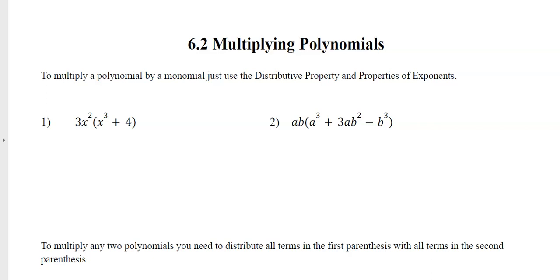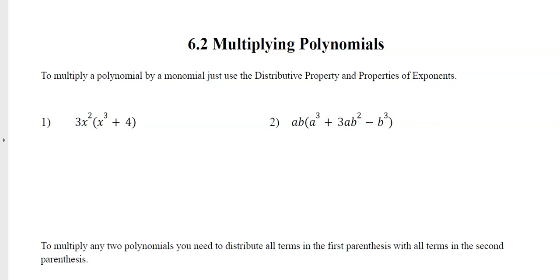All right, 6.2, multiplying polynomials. So it's going to be a lot of distributing. There's going to be some double distribution, triple distribution. I'm going to show you how to multiply using boxes. And then at the end, we're actually going to do Pascal's triangle to help us do binomial expansion. So a lot of stuff in this one, so let's get rolling.